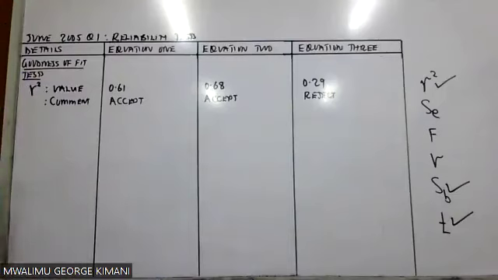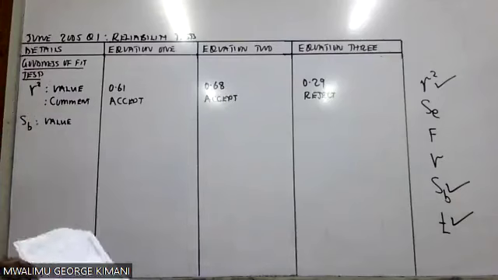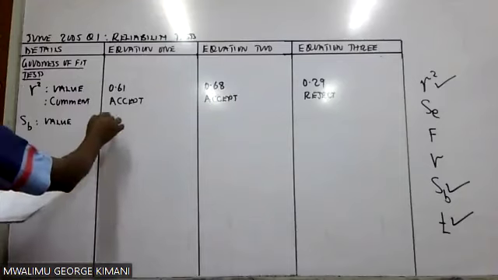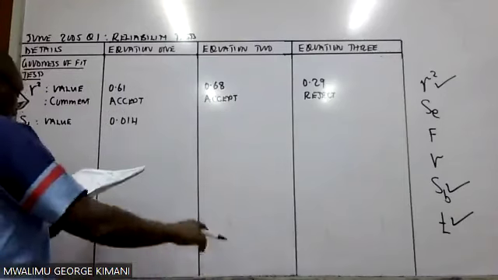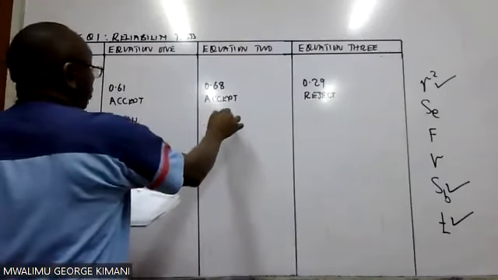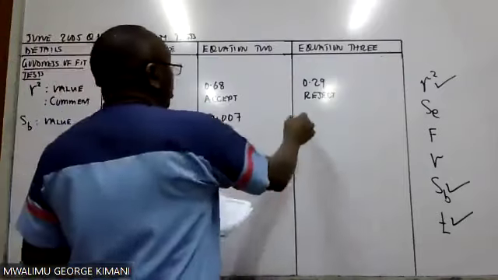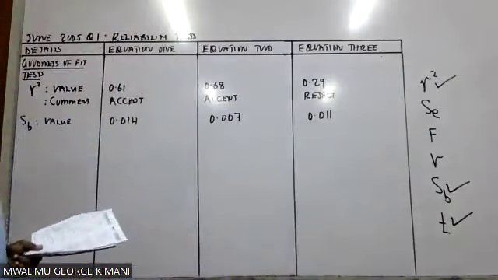The next item that we need to comment about is SB. Again, we need to get the value, the size of it. So for SB, the standard error for the slope in equation 1, you go to where there is distance, you can see we have 0.014. Then in equation 2, we have 0.007. And equation 3, we have 0.011.